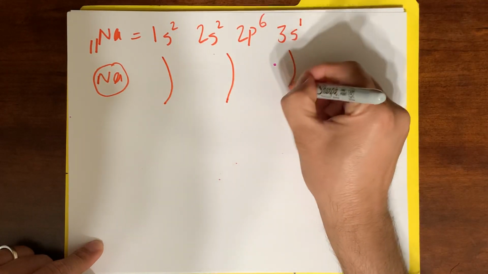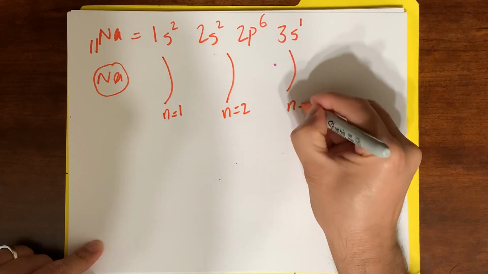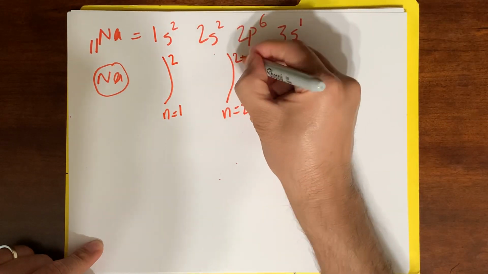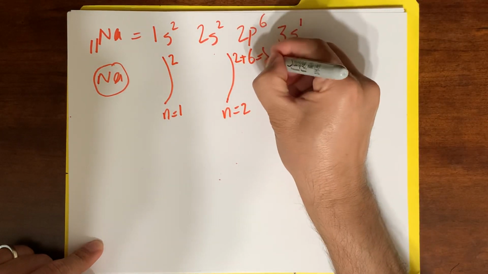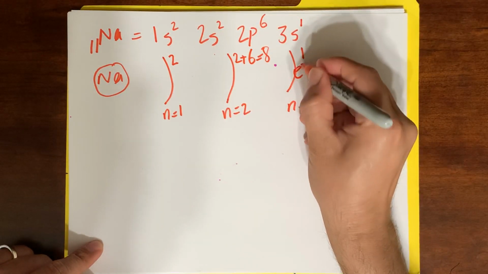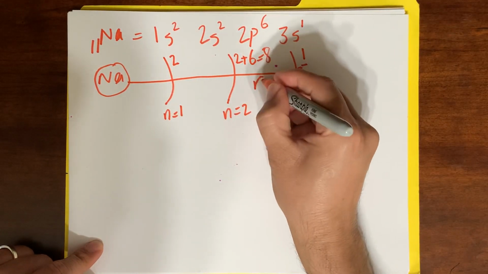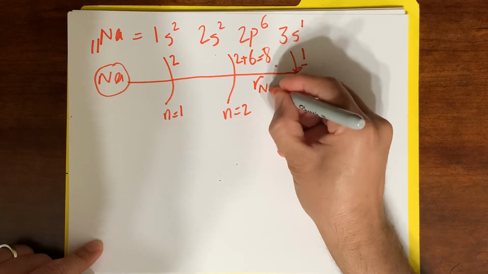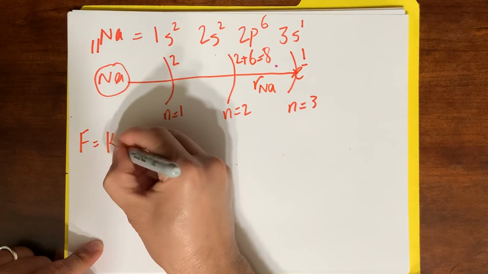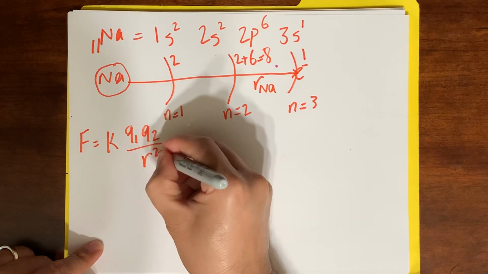We have the layers, 1 and 2 and n equal 3. In n=1 we have 2 electrons, in n=2 we have 2 plus 6, 8, and in n=3 we have only 1 electron. We are targeting the last electron. So here is the last electron. This is the radius of neutral sodium. We say force is equal to K, Q1, Q2 divided by the square of R.